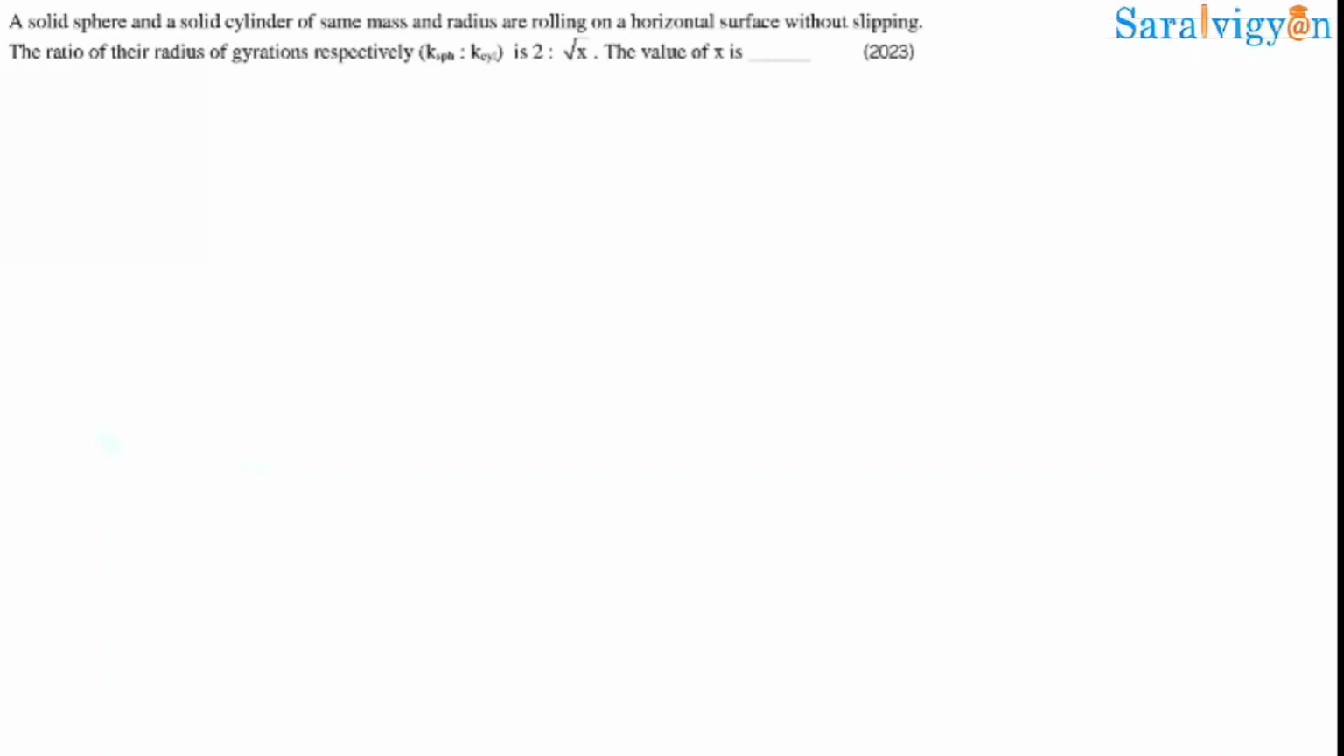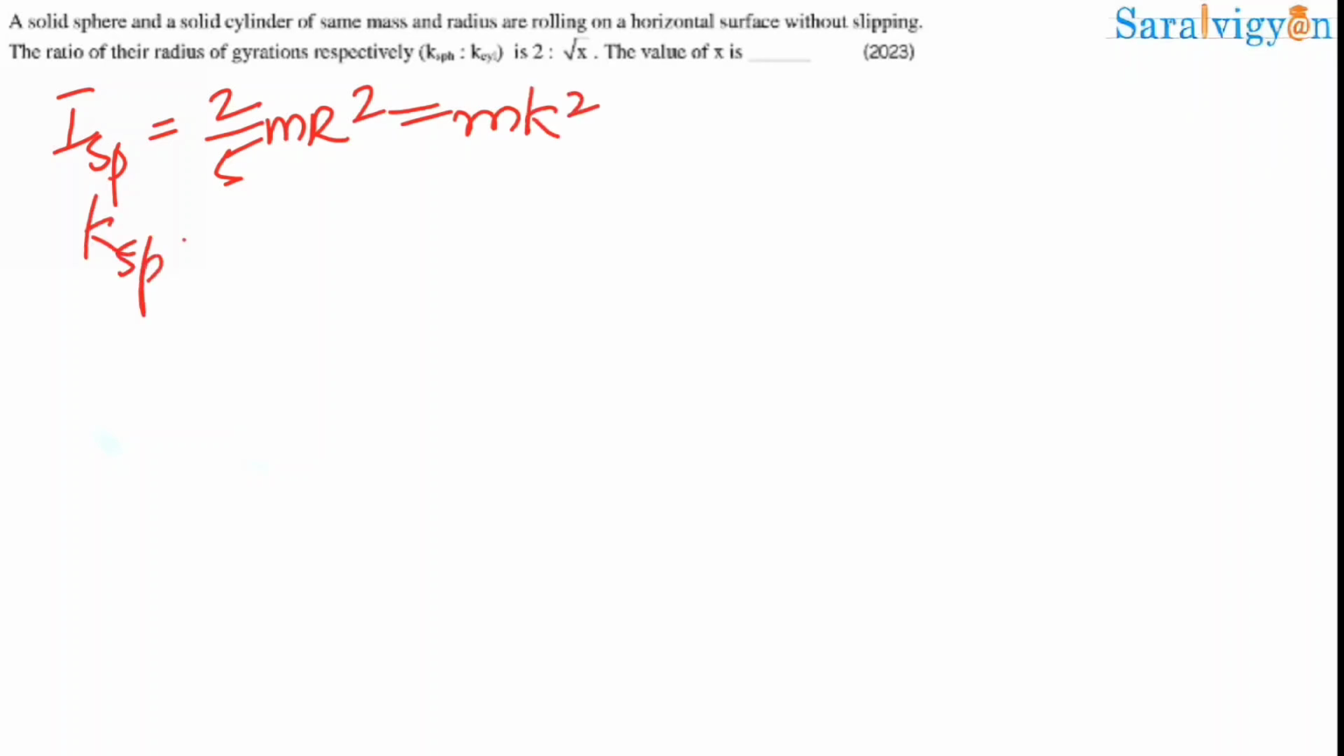So first of all, what is the moment of inertia of sphere? For sphere, it is 2 by 5 mr square. And we know this is the same as mk square. So we get k of sphere is equal to root of 2 by 5 into r. This is the case of sphere.